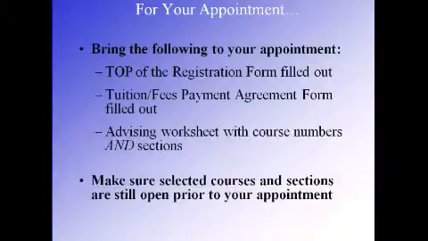Then your tuition and fees payment agreement form, you'll just print your name at the top, write your ID number on the ID number line, and then check the spring 2012 box at the top, and then just sign and date the bottom. And then the advising worksheet with your course numbers and sections. So make sure that you include both the course numbers and the sections, like Jake had talked about earlier. And again, you can write all over this if you want to put your questions that you have for your advisor on your advising worksheet, that's fine. But just have that as a tool so that you have an idea of what you want to take.